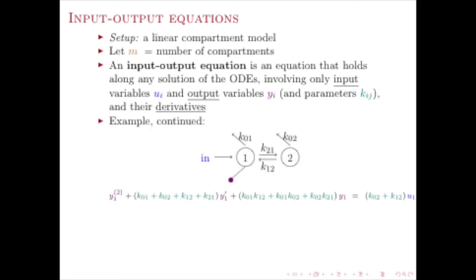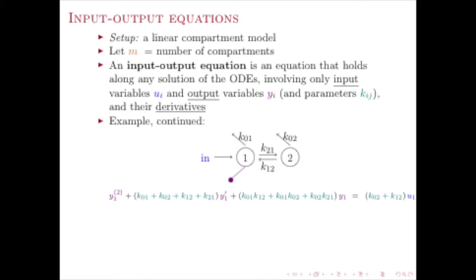Just as an example of what these input-output equations could look like, in this case of 2 compartments, this is the model we had before. The input is the drug here, here's the output measurement, and then here are these degradation terms. We call them leaks in this area. This is an example of an input-output equation.